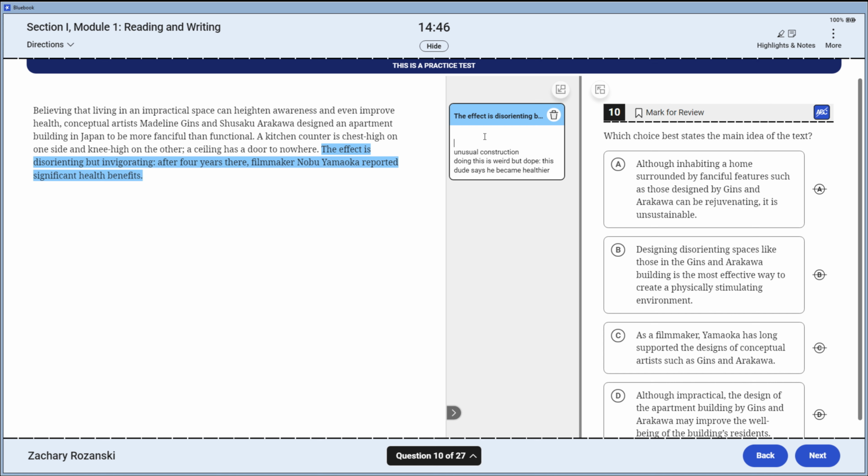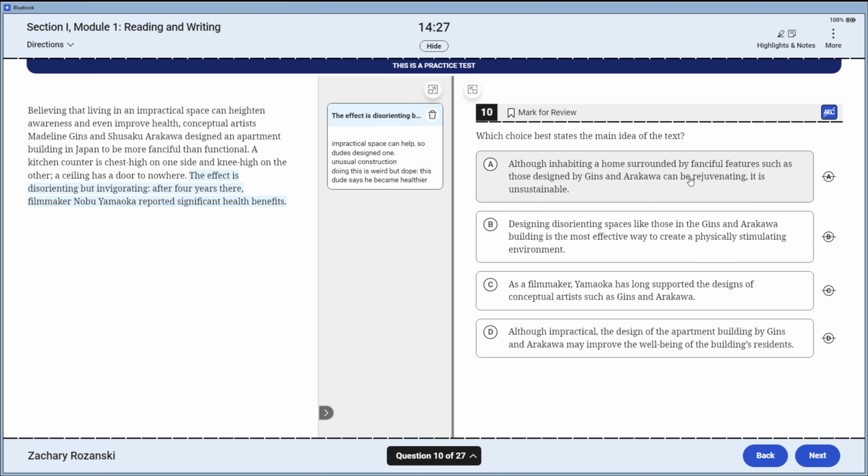We'll go back a sentence. And that starts at the start, believing that living in an impractical space can help. So dudes designed one. And that's going to be the main idea as present. Although inhabiting homes surrounded by fanciful features is unsustainable. Nothing about this was unsustainable. The person was there for 4 years.